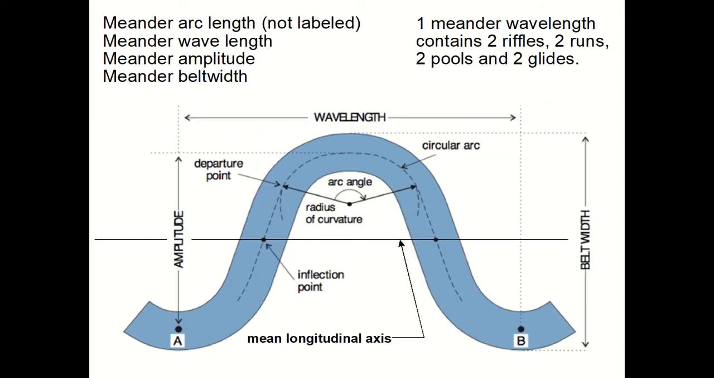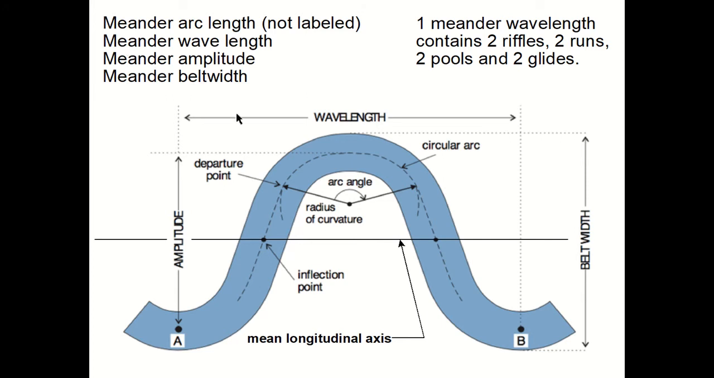So let's get some vocabulary and visualization. A meander arc length, which is not labeled on the diagram, goes from point A all the way around to the equivalent point on B. Now you can start elsewhere. You could start here, for example, at what they're describing as the inflection point and go all the way to the next inflection point over here. But the key thing is you're working along the length of the meander.